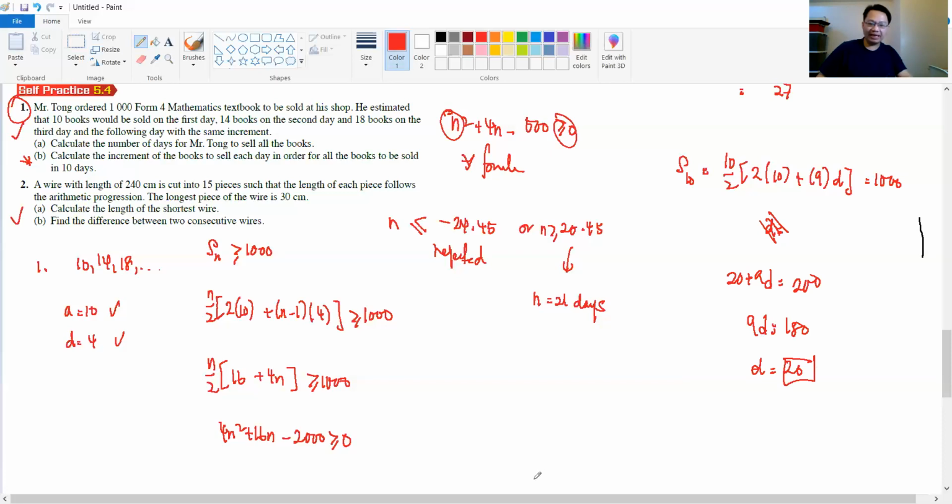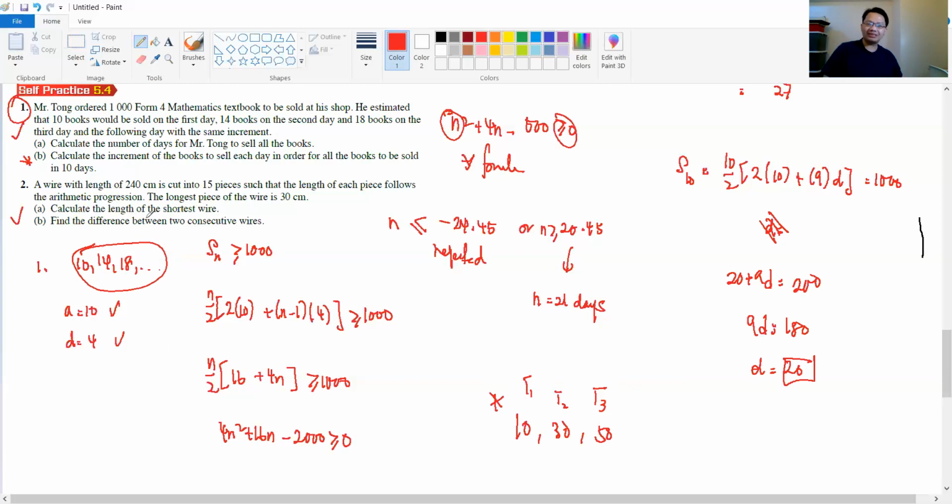That means if we list down, the first day is 10, the second day should be 30, because it increases by 20. And the third day will be 50. See, there's a difference here, right? This one increased by 4, this one increased by 20. So for this pattern, it required only 10 days to sell all the books. But this sequence needs 21 days to sell everything.